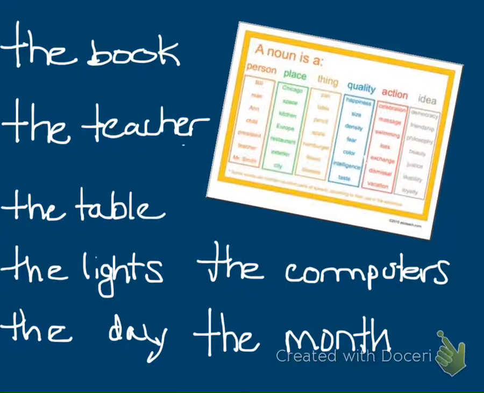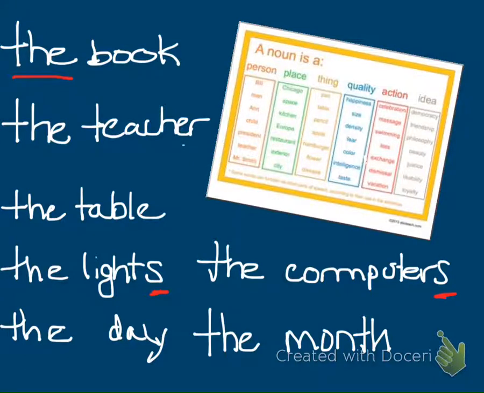It's always useful to go back to English and compare the language that we're most familiar with to the new language. So let's take a look at some of these nouns. We have the book, the teacher, the table, the lights, the day, the computers, the month. All of them start with a the, and all of them have an object or a person or a place. Some of them are plural, and most of them are singular.